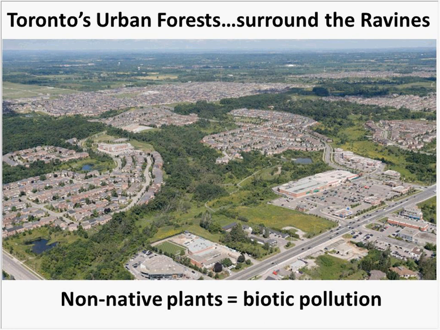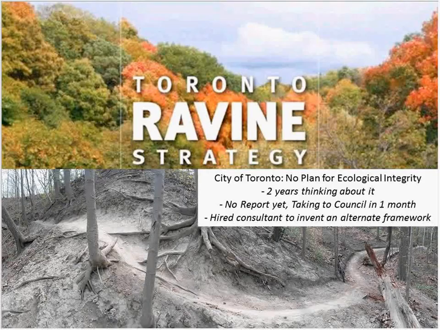Some of those urban forests surround the ravines, and non-native plants are biotic pollution. So what we've done is turn urban areas into basically non-native regions, and these seeds will spill into the ravines here.